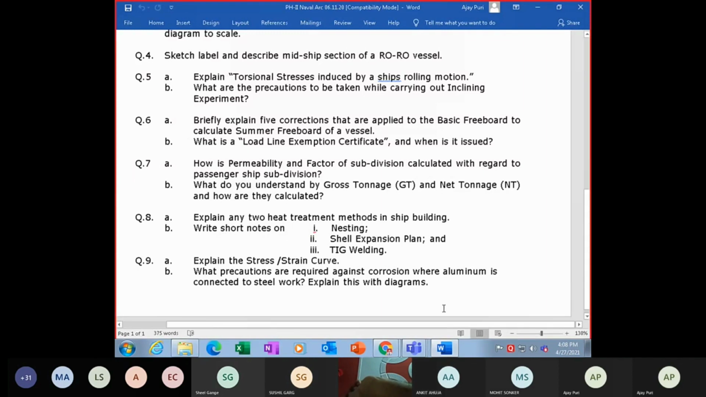9B, precautions required against corrosion when aluminum is connected to steel. So here you have to write about bolting, make the diagram. Then you have to write about cladding along with diagram and TIG welding along with diagram. So all the three you have to write.